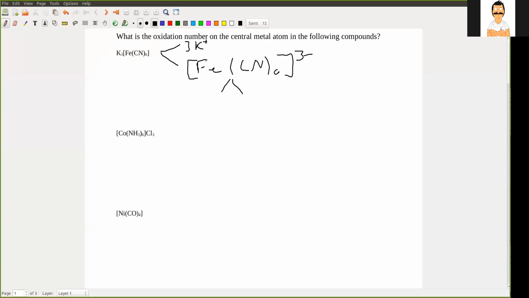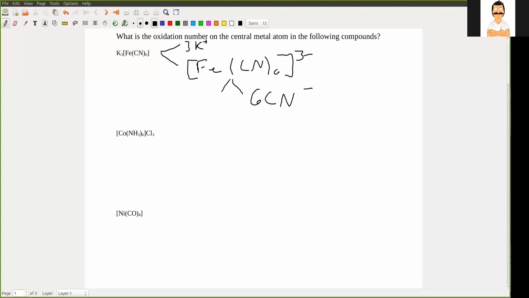Now we can take this and split it up. There are 6 cyanides, and each cyanide is a complex anion, and they have a -1 charge. And you learned this back in the first semester of Gen Chem, so you may want to go back and familiarize yourself with some of the complex anions.